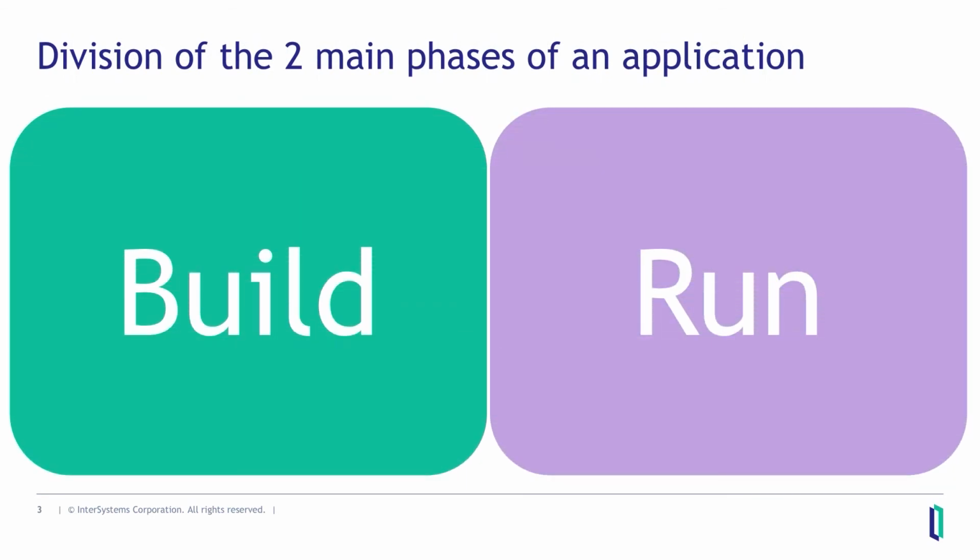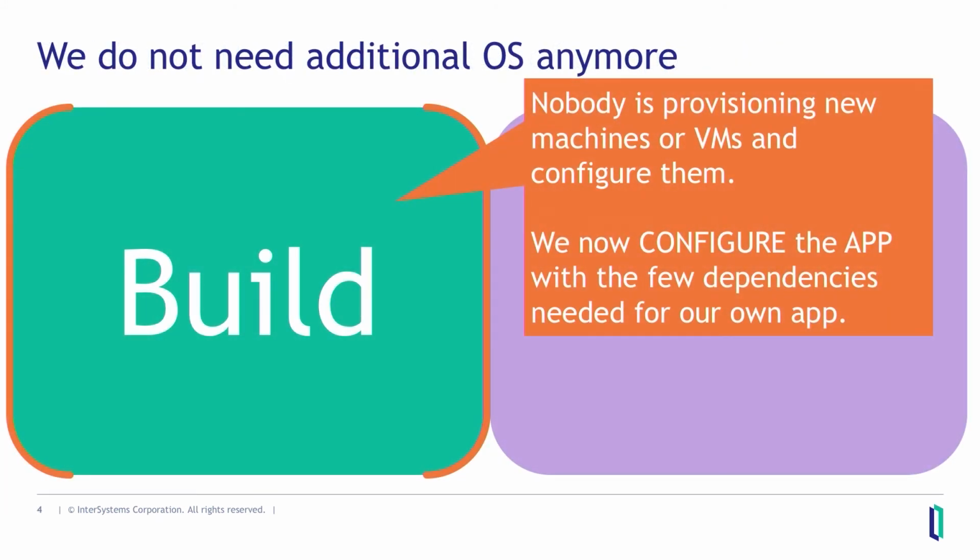One of the main characteristics of containerization is that the application is clearly divided into two phases. First, you have the build phase, and then you have the run phase. And they are clearly separated. The benefit is that you always know what is running and how it is configured. You don't have to think about provisioning new machines, provisioning VMs, installing software, making updates, etc. You don't have to think about it anymore.